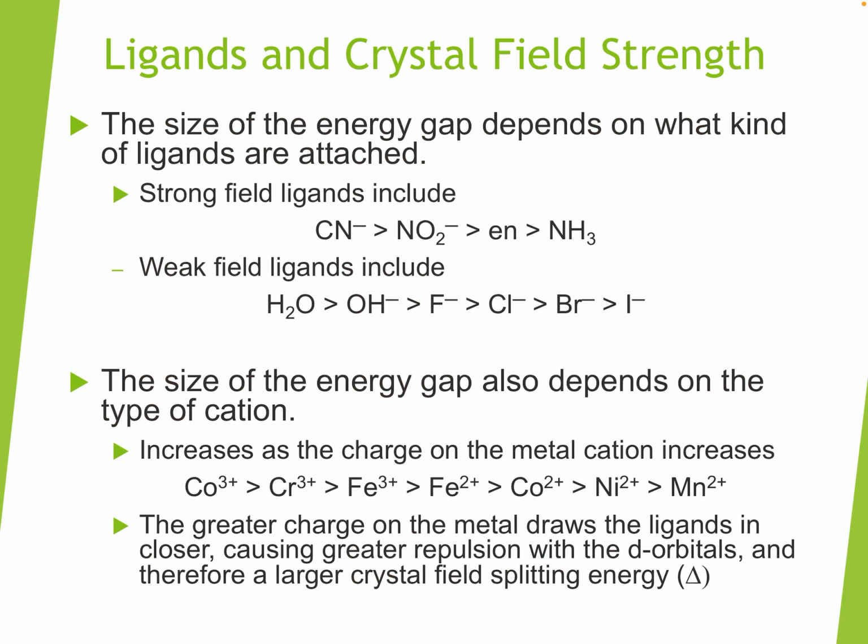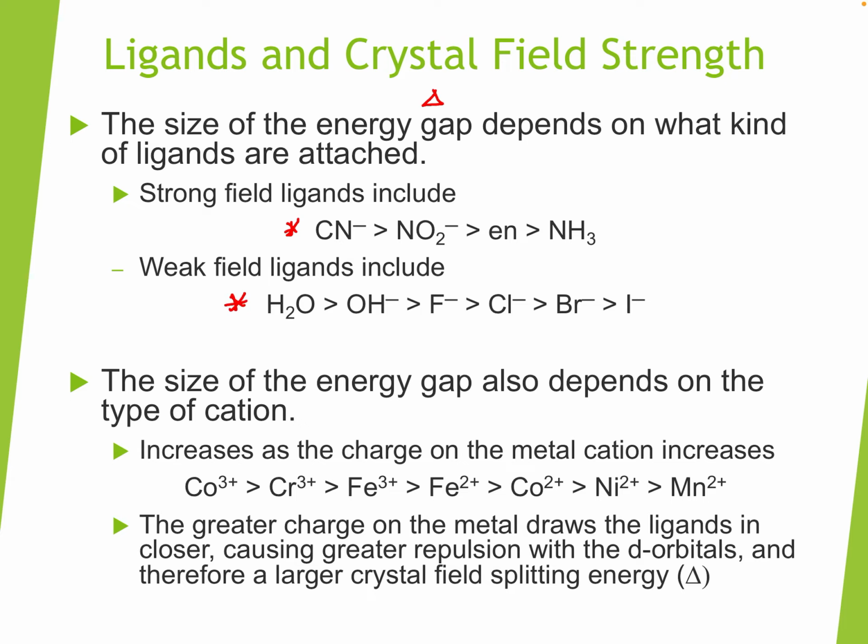Okay, so like I said, we're going to focus a lot on the ligands. So the size of that energy gap, that delta, depends on the type of ligands that are attached. So we have strong field ligands that are listed here, and then we have weak field ligands that are listed here, okay? I will give you what's called the spectrochemical series that's going to show you all of these ligands. So I don't need you memorizing the spectrochemical series, but I do need you to know how to use it, okay? I would know that cyanide's the strongest, maybe iodine's the weakest. So if you see this, you know which order it goes in.